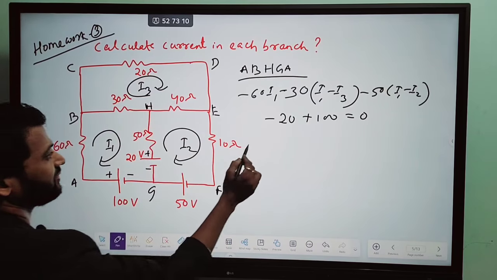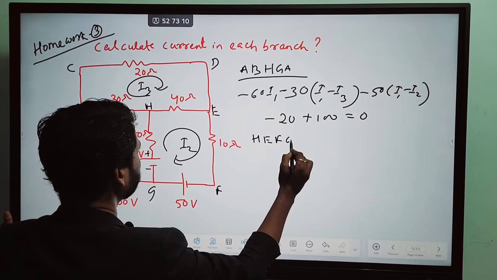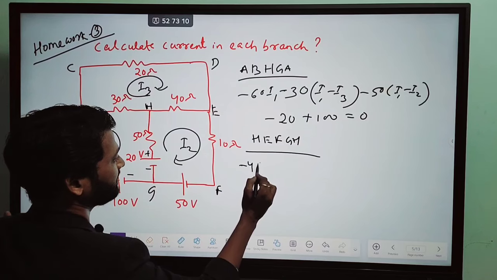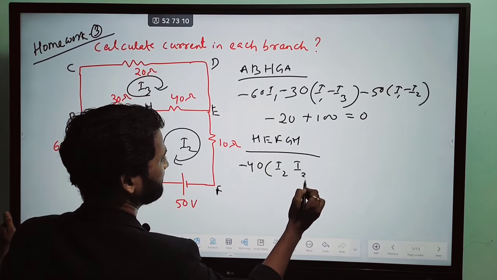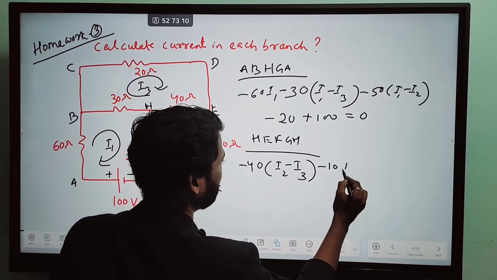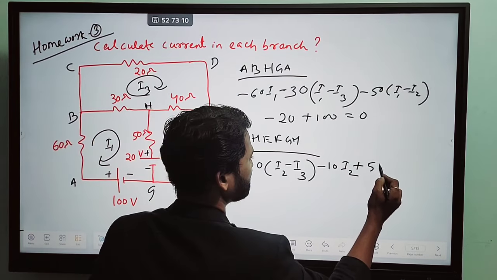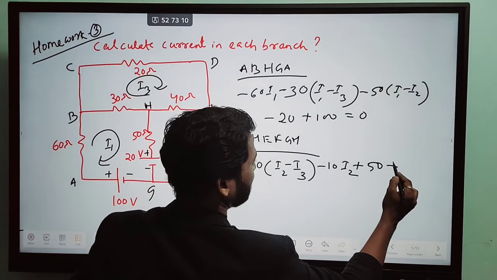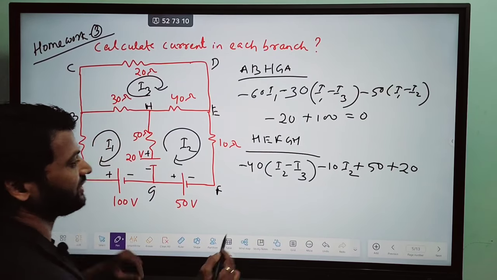Okay, look at the second mesh: H, E, F, G, H. H to E is common for 2 and 3, so the potential will be minus 40 (I2 minus I3). Next E to F, it will be only I2, minus 10 I2. Next F to G, it is a rising potential, plus 50. Then G to H, again rising potential, plus 20. Next, for this one, it is minus 50 (I2 minus I1).